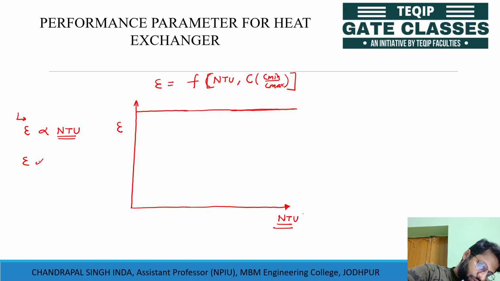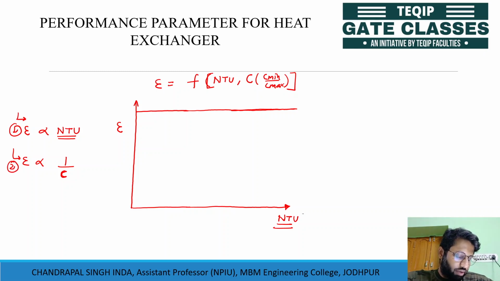And as we know, the effectiveness is inversely proportional to the heat capacity ratio. So this is first and this is second. The effectiveness is inversely proportional to the ratio of heat storage capacity, which is C minimum by C max. If the value of NTU is 0, then the effectiveness will be 0. So the curve, as it is an exponential curve, will start from the origin.